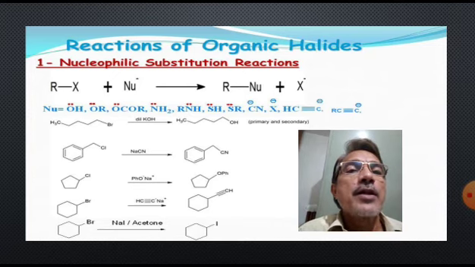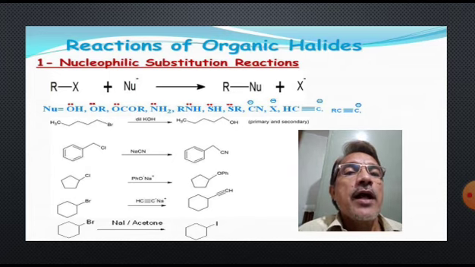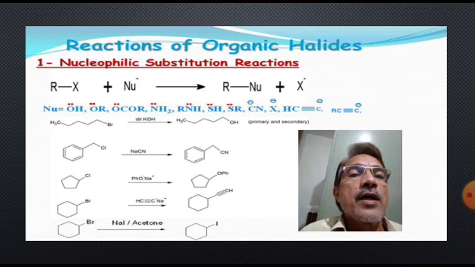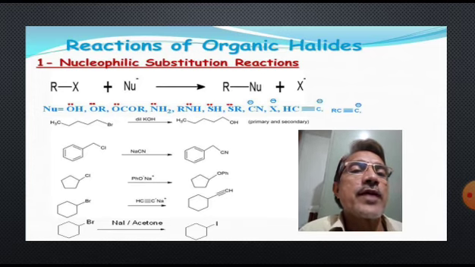In the third example, chloropentane on treating with sodium phenoxide gives a substituted compound. And another example, bromopentane is converted to a substituted compound. Last example, bromocyclohexane. Bromocyclohexane on treating with sodium iodide is converted to iodocyclohexane.